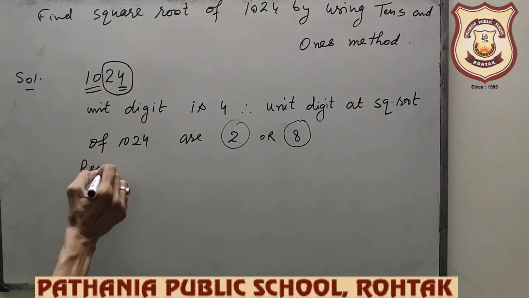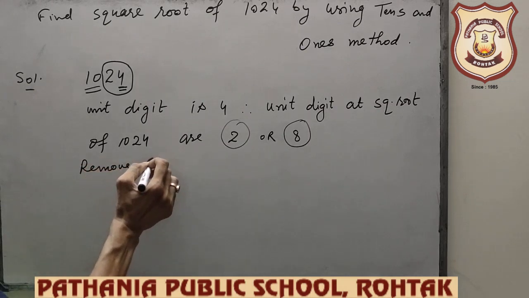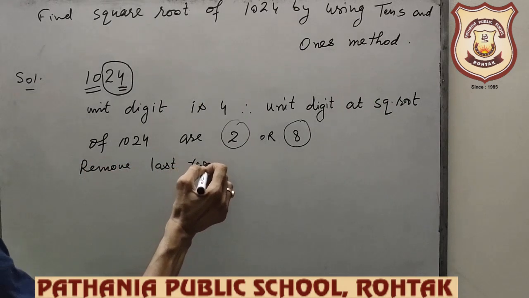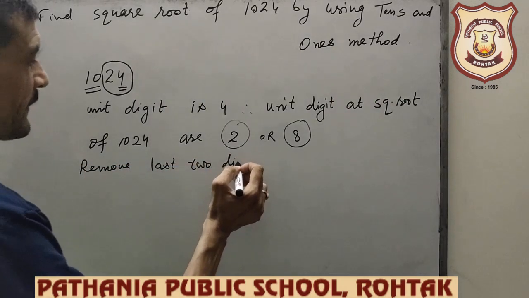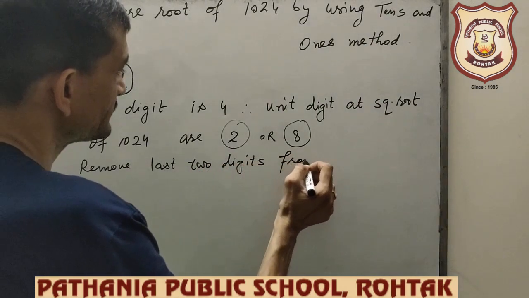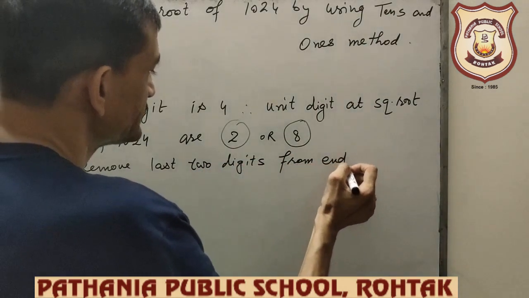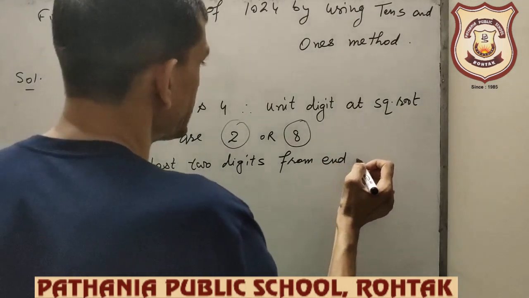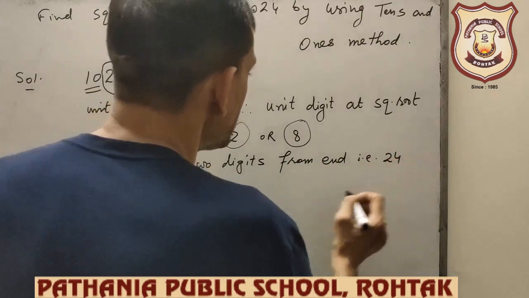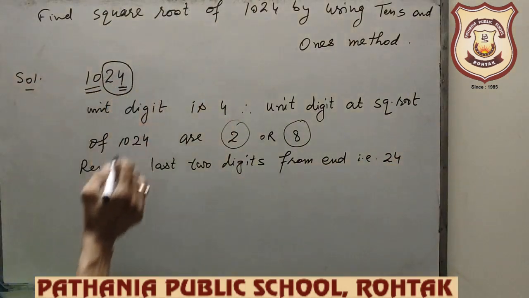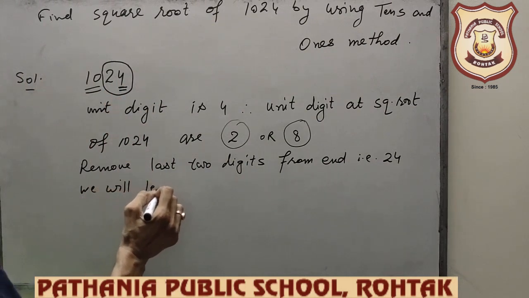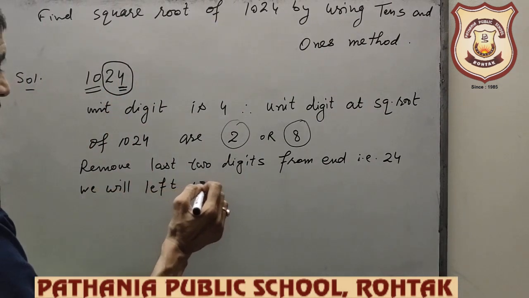Remove the last two digits from the end, that is 24. So remove 24 from here. We will be left with 10 only.